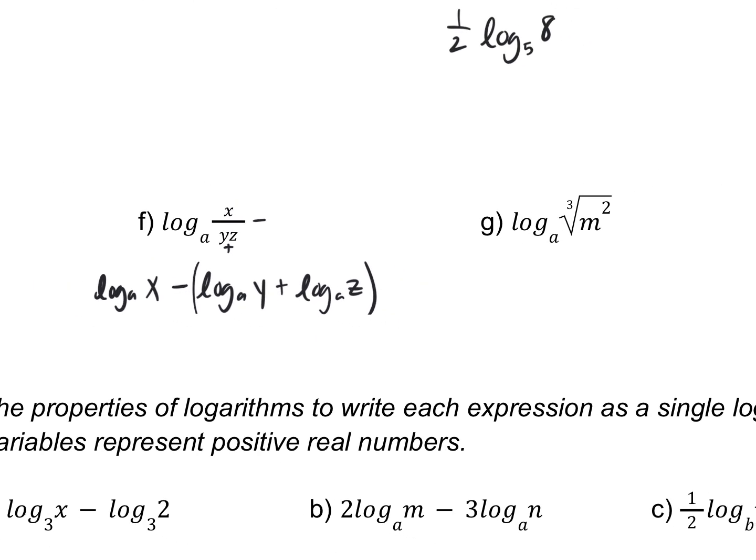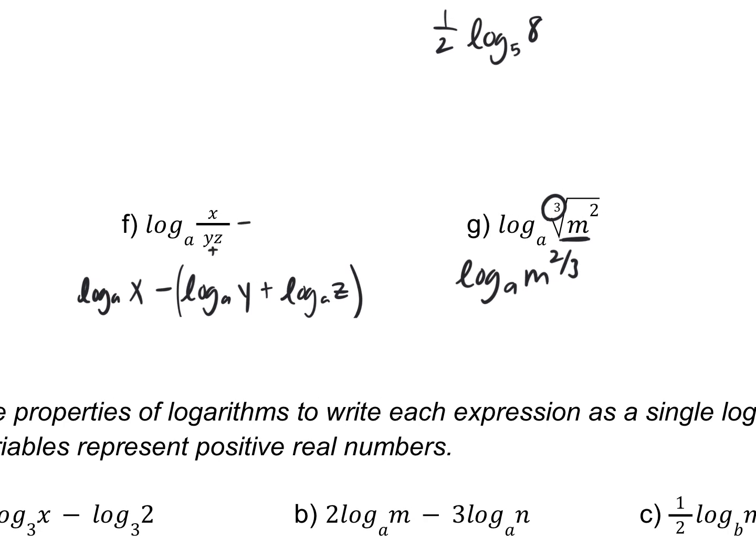All right, letter G. I've got the cube root of m to the second. It's a lot of stuff. How can I rewrite to have just the base of m to a power? M to the 3/2 power. Wait, 2/3 power, right? Oh, yeah. Okay. The root is always your denominator, okay? But then if I've got a power, I got to move that down in front. So your final answer would just be 2/3 log base A of m.